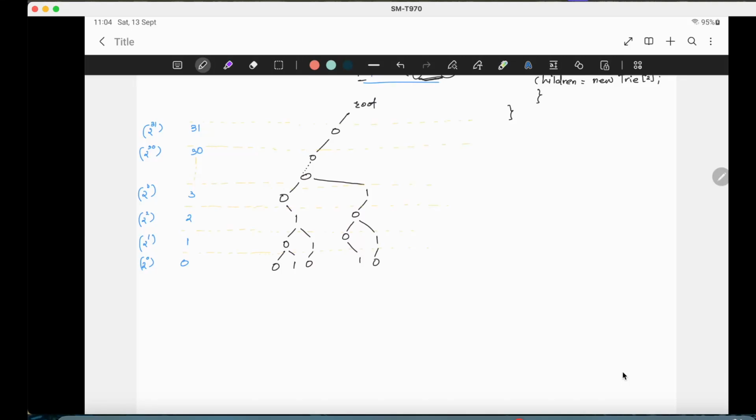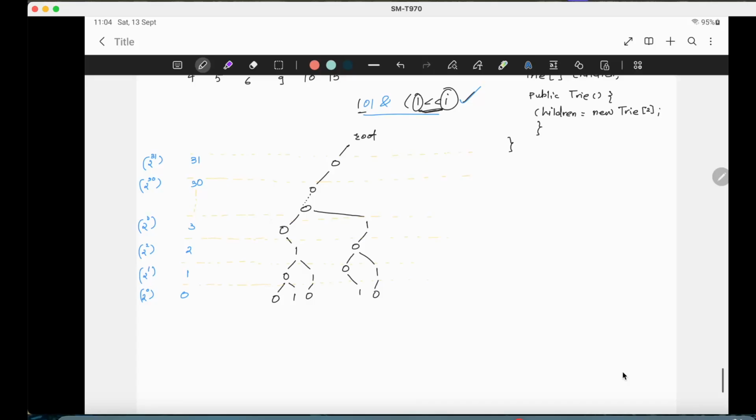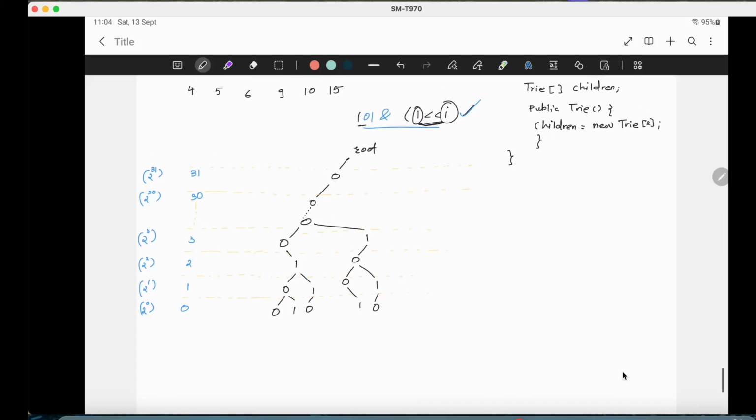So now 10 is also inserted. Next, the last one is 15. 15 is where all these bits are 1. That way we can insert 15, because 2 to the power of 3 plus 2 to the power of 2 plus 2 to the power of 1 plus 1 is going to be 15. So this is 2 to the power of 3, 2, 1, all these values are there.